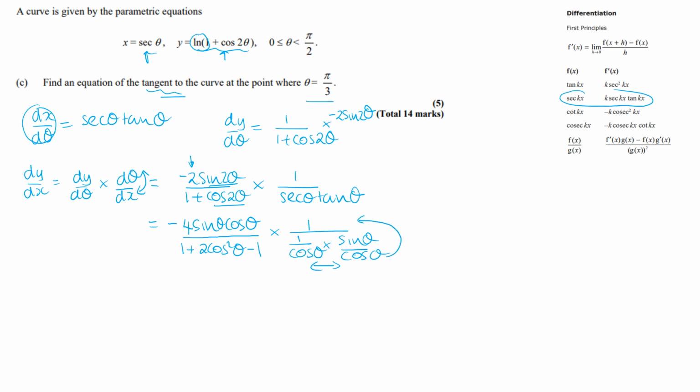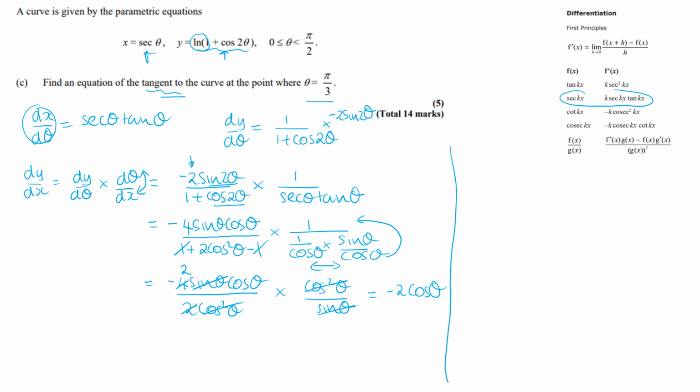So writing this out again, we're going to get minus 4 sine theta cos theta. These ones will cancel. We're going to have just the 2 cos squared theta times a cos squared theta over a sine theta. So the cos squareds top and bottom will cancel, the sine theta will cancel, and the 4 and the 2 will just cancel and leave us 2 on the top. So dy by dx is minus 2 cos theta.